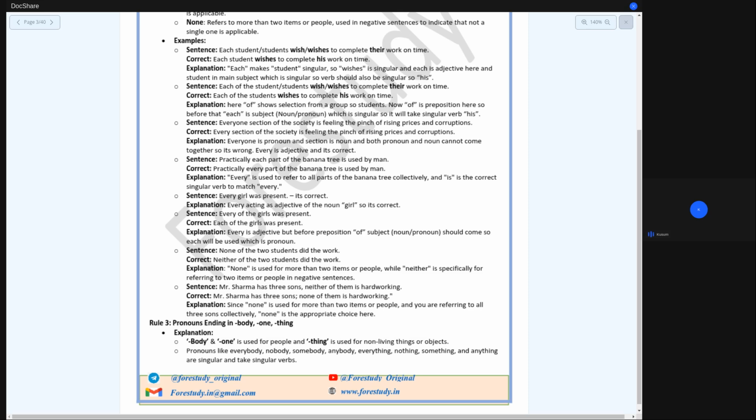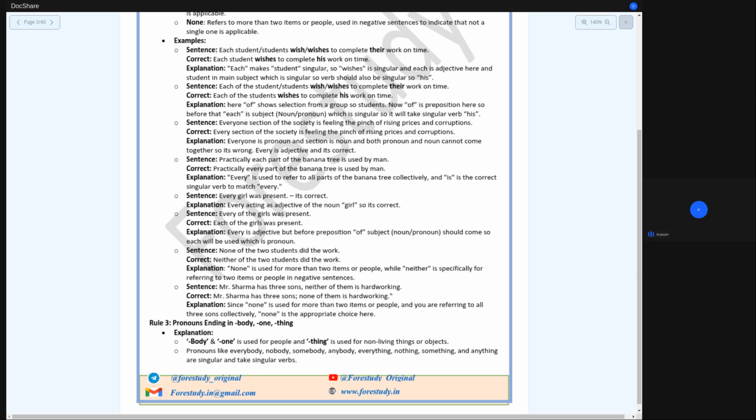Now we are going to cover rule number 3. Rule number 3 is about pronouns, specific pronouns which end with body, one, or thing. This specific group is called indefinite pronouns. There are words like everybody, somebody, anybody, nobody, or everyone, someone, anyone, no one. Or, ending with thing: everything, something, anything, nothing.